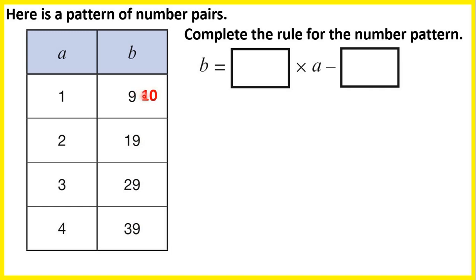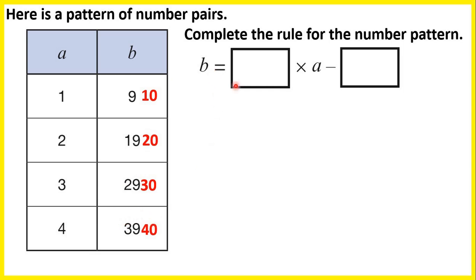So what we can do is write our 10 times table next to the values of B, because it's increasing by 10 each time. So we can have 10, 20, 30, 40. And then we can see that the number in B is always 1 less than the number in the 10 times table. So 1 times 10 is 10, minus 1 is 9. 2 times 10 is 20, minus 1 is 19. 3 times 10 is 30, minus 1 is 29. 4 times 10 is 40, minus 1 is 39.